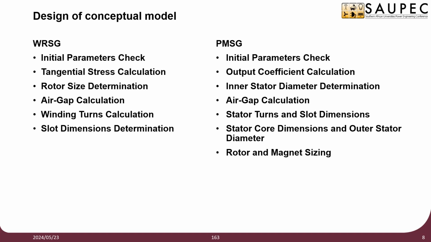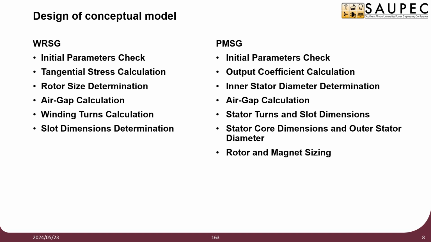To determine the dimensions for the slots of the rotor and stator, the stator and rotor current had to be determined. The areas of the conductors were primarily determined by the current densities in the stator and rotor windings, as well as the number of parallel paths. The area of the slots were determined with the areas of the conductors and by taking the space factor into consideration. The PMSG had a similar design process.